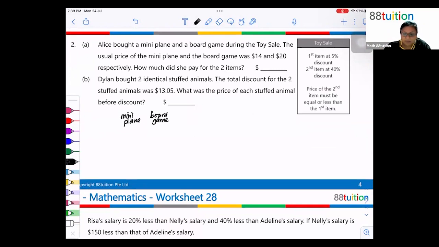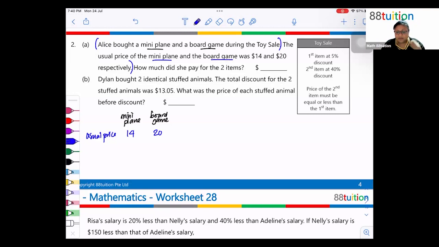Okay, so you have the mini plane and the board game. Now, the usual price of the mini plane and the board game is: mini plane $14, and board game $20, respectively, right? Okay, so how much did she pay for the 2 items?